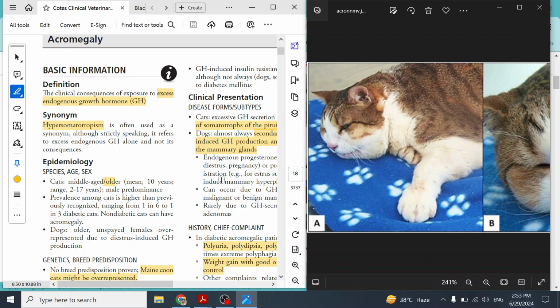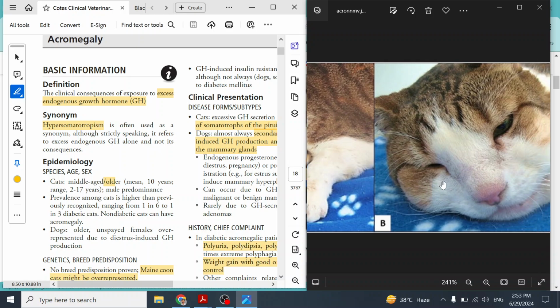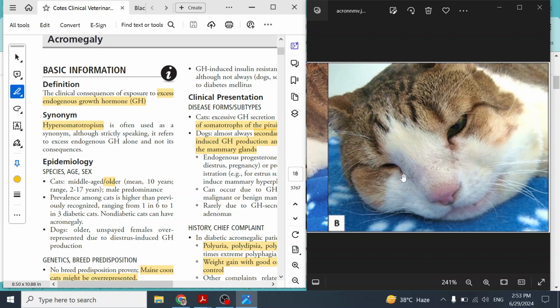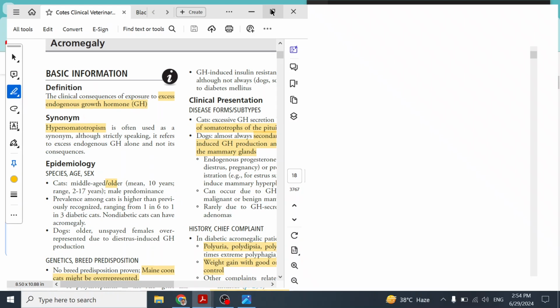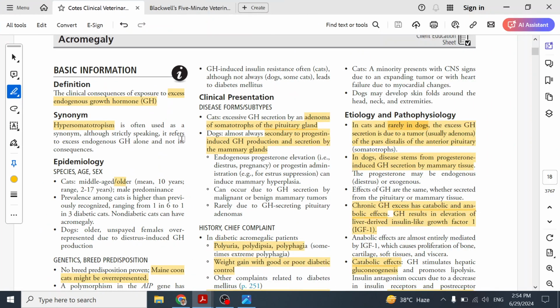We are going to discuss acromegaly. In the picture, you see a cat with a large head and large paws. These are the basic signs of acromegaly. The other name for acromegaly is hypersomatotropism. Let's have a detailed discussion on acromegaly.